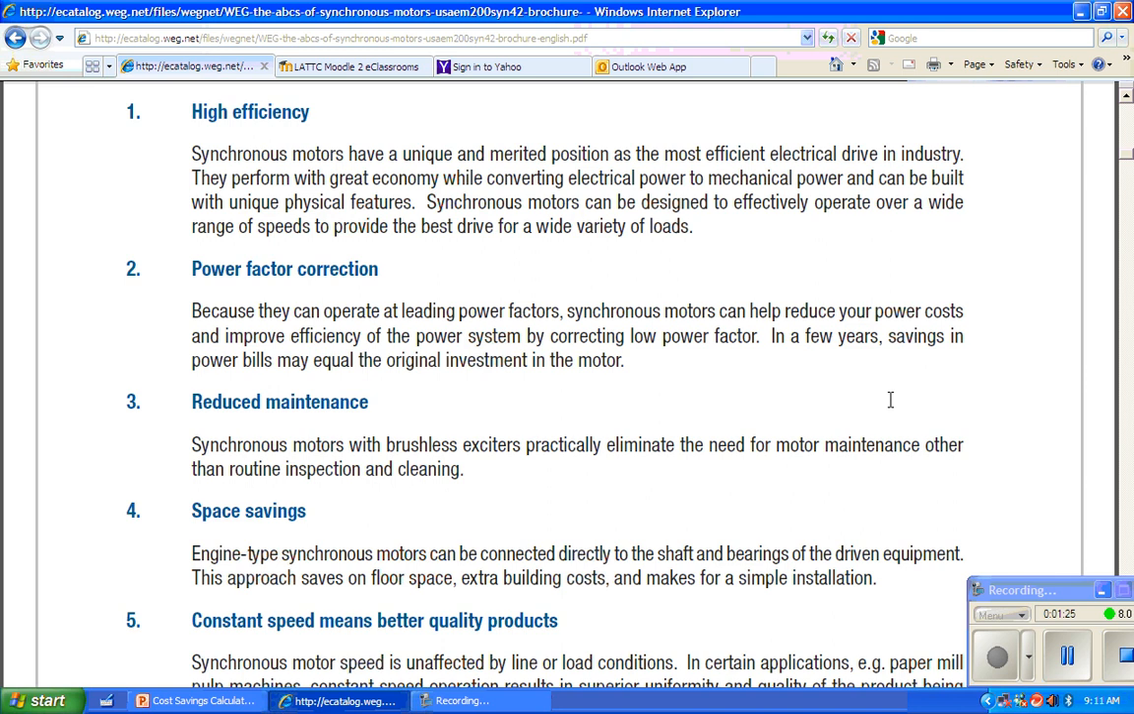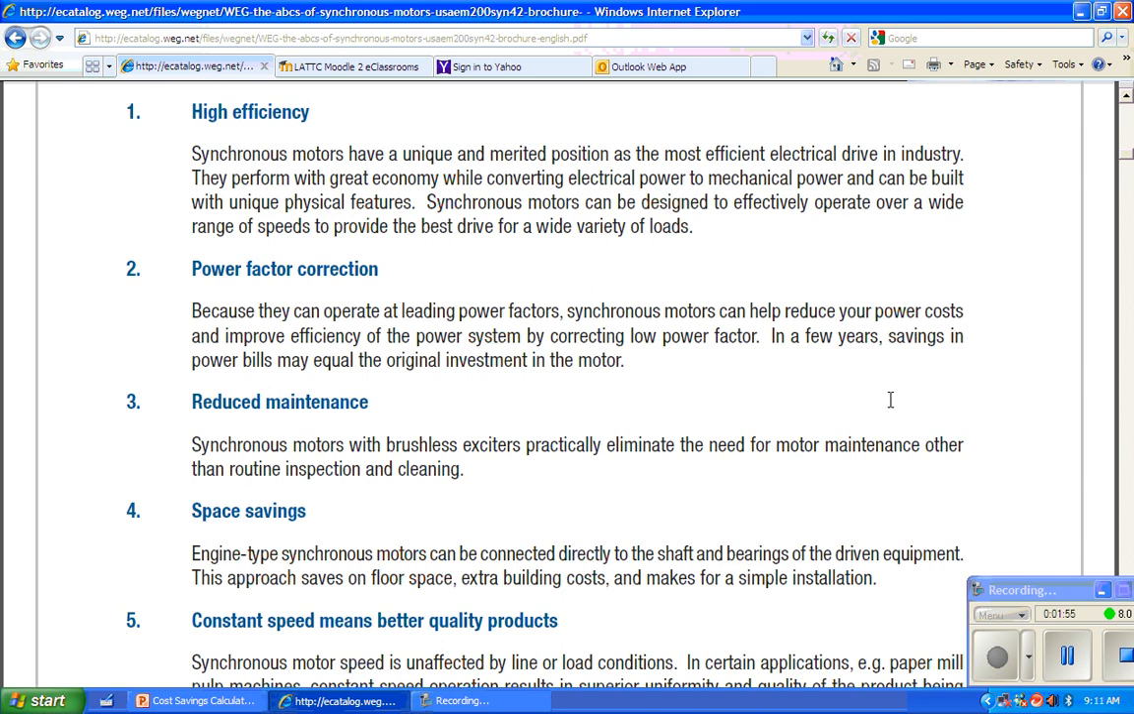Power factor correction: they can reach 100% power factor correction fairly easily. They can operate at leading power factors by overdriving the motor's excitation field. So they can help reduce your power cost and improve the efficiency of a whole bank of motors, and that's what we're going to talk about today.